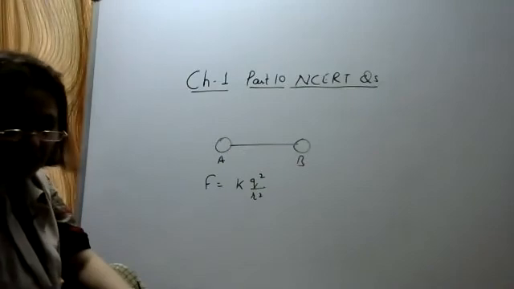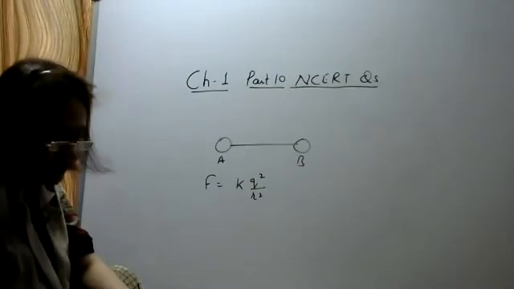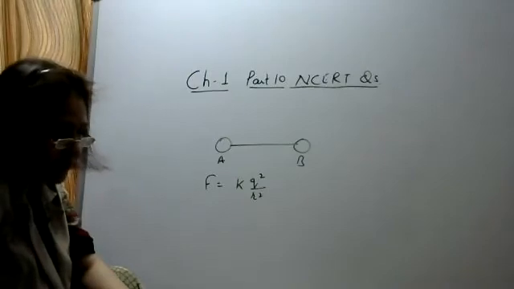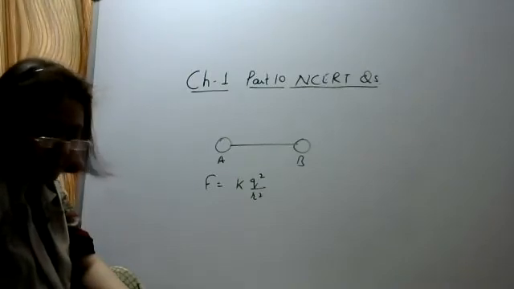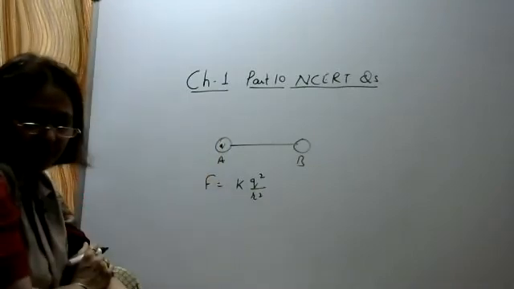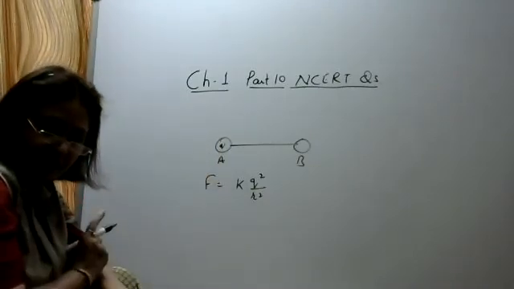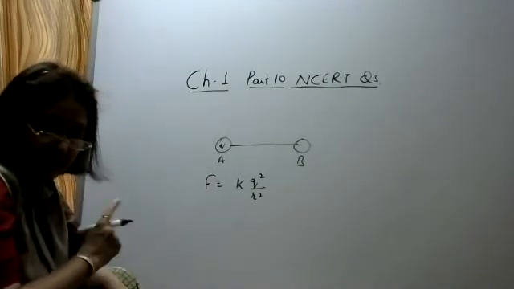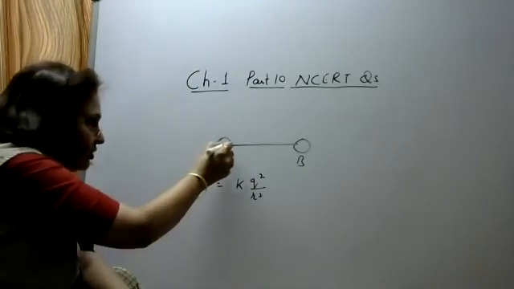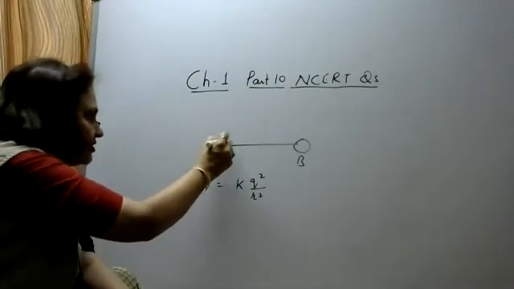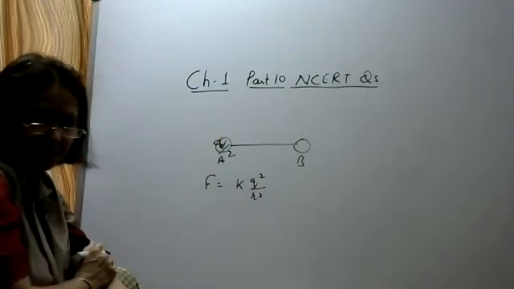Now a third sphere, which is of the same size but is uncharged, is brought in contact with the first one. The charge on it was Q. When an uncharged sphere C is brought in contact with A, what happens? The charges are shared, conduction. So now how much charge remains on A? Q by 2. So the charge now on A is Q by 2.